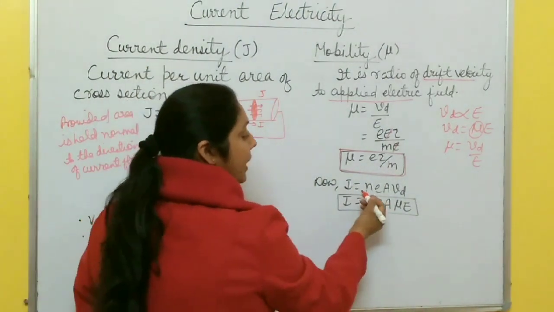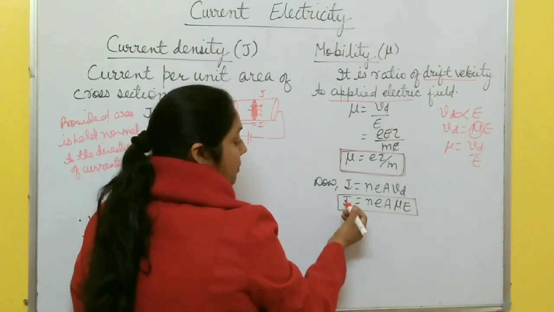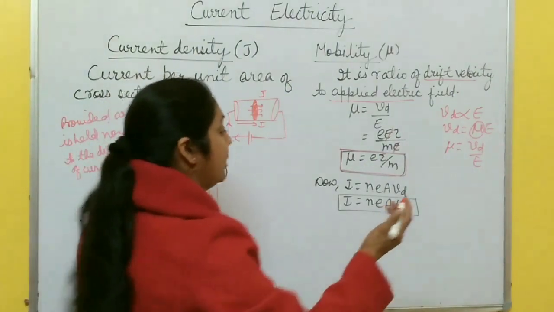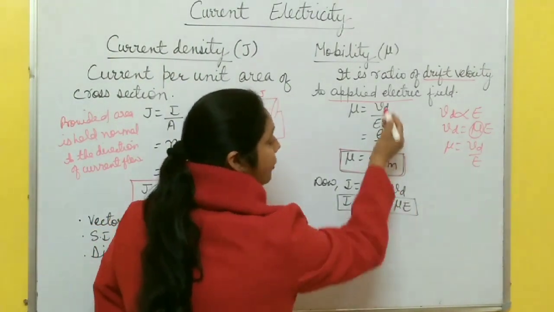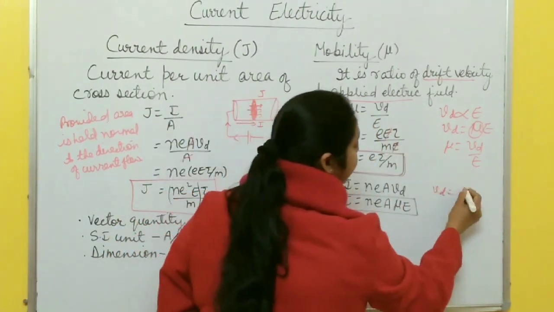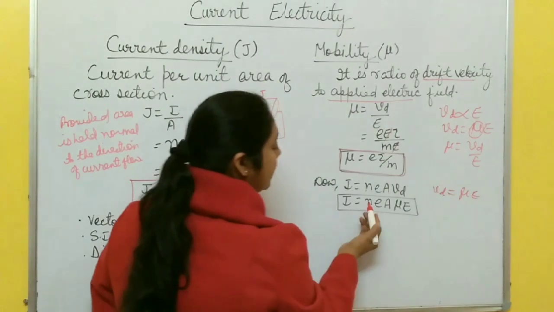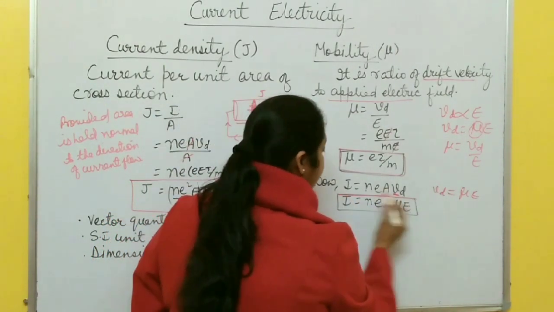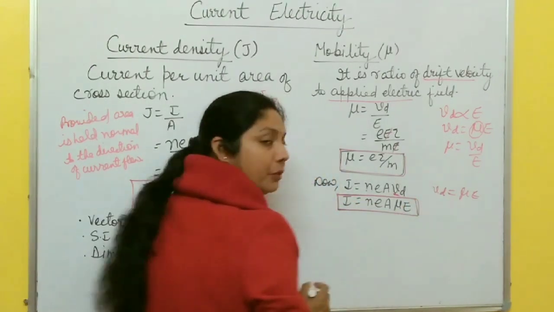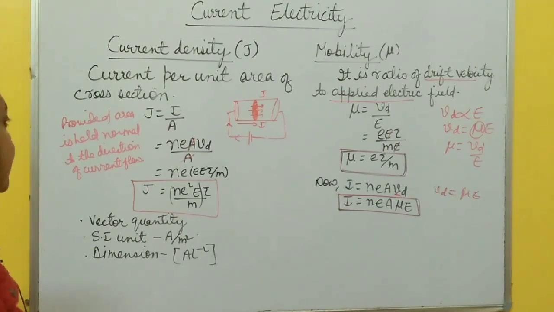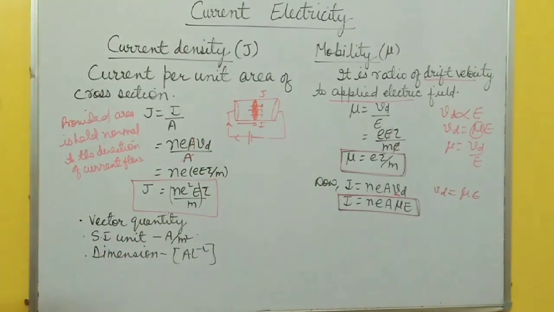Now again, you know I is what? N e A Vd. So you have to write I in terms of mobility, the relation between current and mobility. You just put the value of this Vd from here. Vd is what? Mu into E, where mu is mobility. So if you put the value of Vd here, I becomes N e A mu E. This is the relation between current and mobility. This is a very small topic. Just remember, it may come as a 1 or 2 marks question. Current density and mobility. Please take a screenshot. Then we'll move to the next topic.